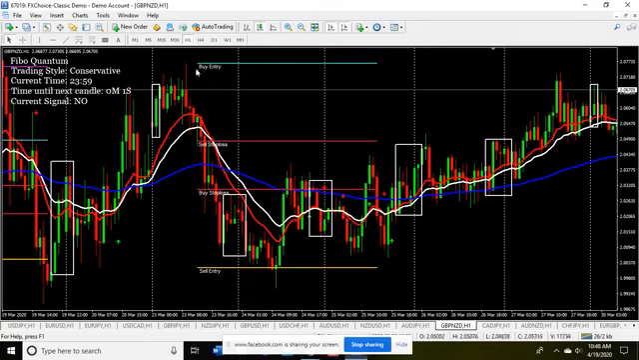Also, this is one where maybe the ADR line that I talked about earlier was lit up red right here, and we wouldn't have taken the trade. We don't know that. We can't tell that when we're looking back.